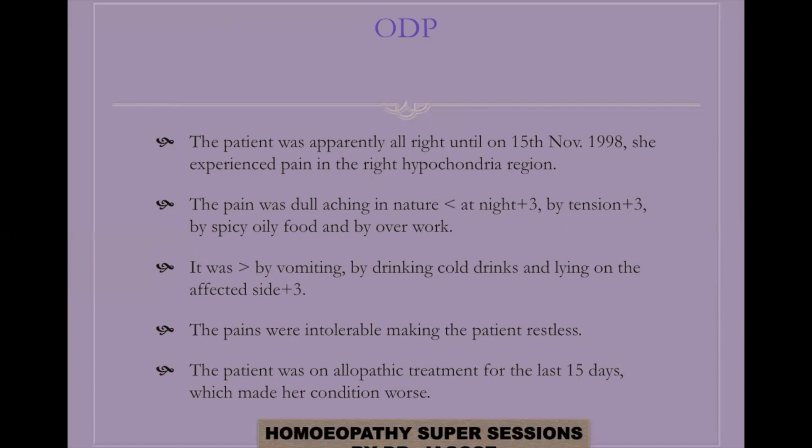The pain was dull aching in nature, aggravated at night and by tension, that is marked +3, also by spicy, oily food and by overwork. It was better by vomiting, by drinking cold drinks and lying on the affected side. The pain was intolerable, making the patient restless. The patient was on allopathic treatment for the last 15 days, which made her condition worse. So she was on allopathic treatment for the pain, but unfortunately, instead of getting relieved, the pain got more aggravated, or in short, she wasn't relieved at all.